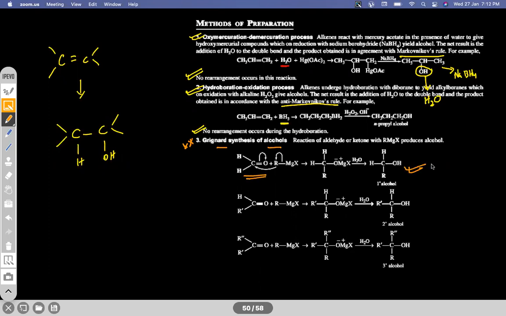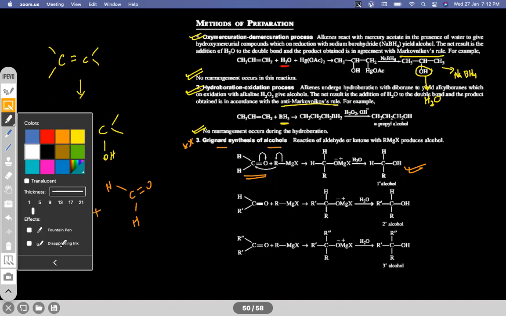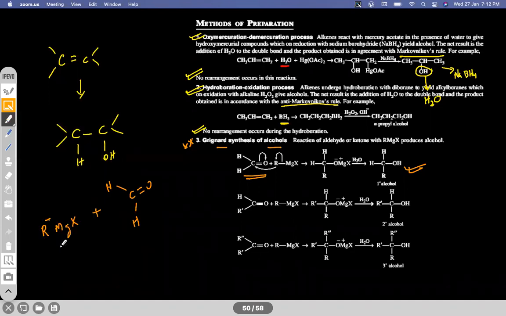Directly you can memorize. We know the reaction of RMgX with a carbonyl compound follows nucleophilic attack of R minus here. So if you have H C double bond O, this R minus behaves as a nucleophile over here, right?